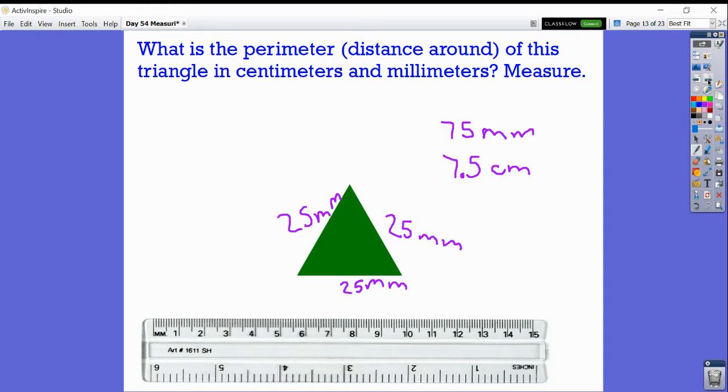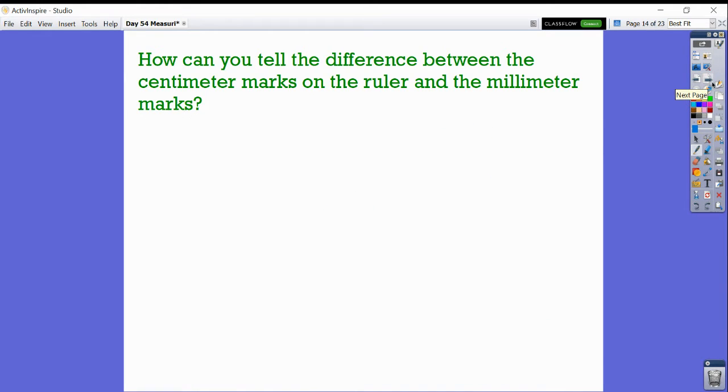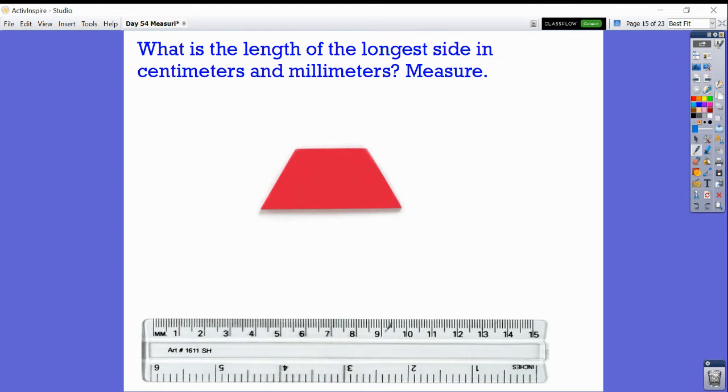7 5/10 centimeters. How can you tell the difference between the centimeter marks on the ruler and the millimeter marks? Well, the millimeter marks are a little shorter than the centimeter marks. See these millimeter marks? They're a little shorter than those longer centimeter marks. What is the length of the longest side in centimeters and millimeters? This longest side is 5 centimeters, which means that it is 50 millimeters.